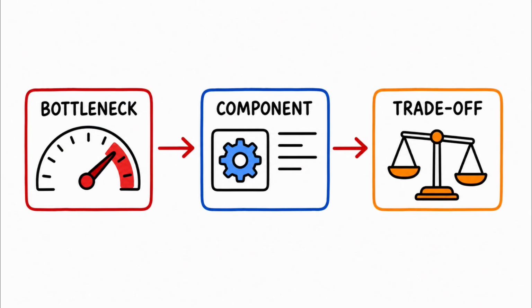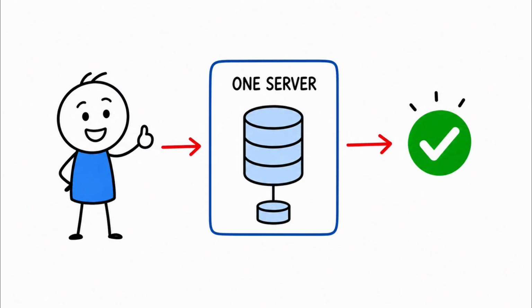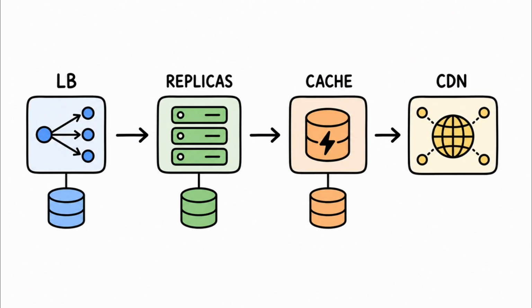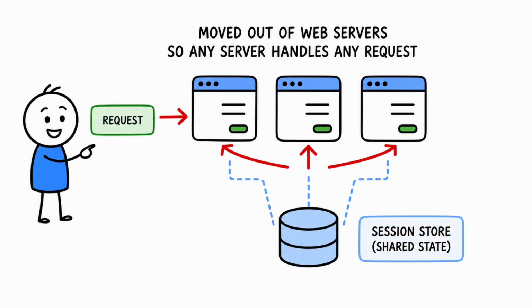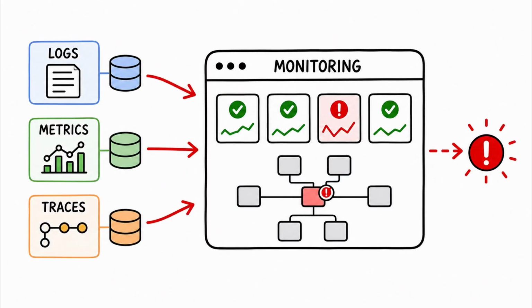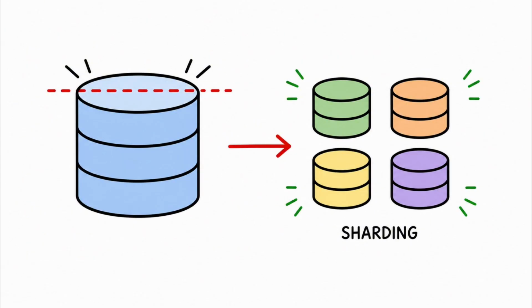This is the recurring pattern behind the entire architecture. We began with one server because one server was enough. Traffic forced us to separate computing from durable storage. More traffic introduced load balancing, replication, caching, and a CDN. State moved out of web servers so any server could handle any request. Regions added resilience. Queues separated workloads, and monitoring exposed failures. Finally, sharding divided a database that could no longer grow as one machine.